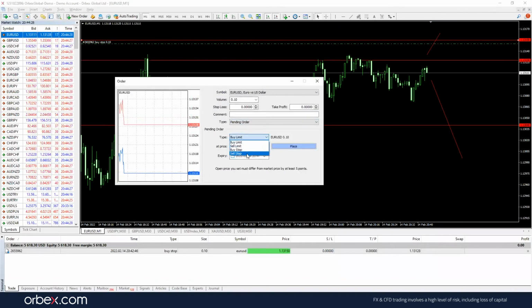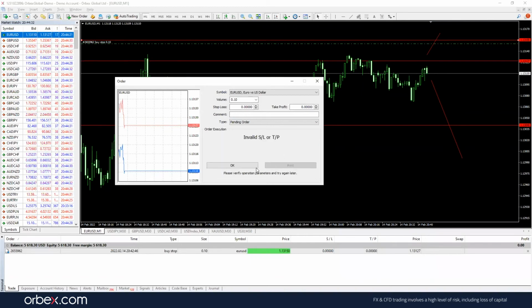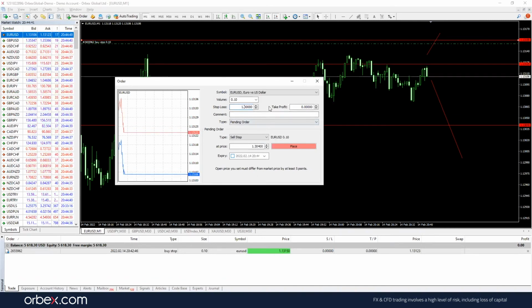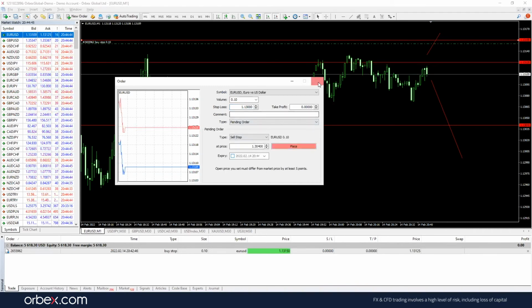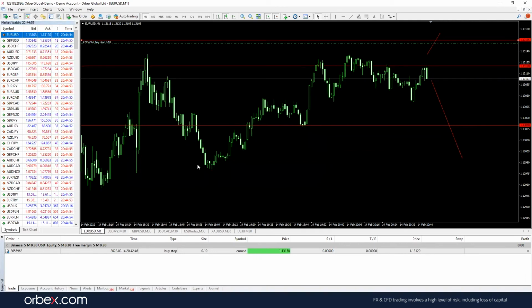Sorry about that, so it just went off it. So 1.3040, place. Oh, it's not even letting me do that because it probably thinks it's too far away. So let's go a little bit lower. And it's not letting me go. Because the market is moving quite a bit, we are looking away from that. So let's move on to the limits as well.